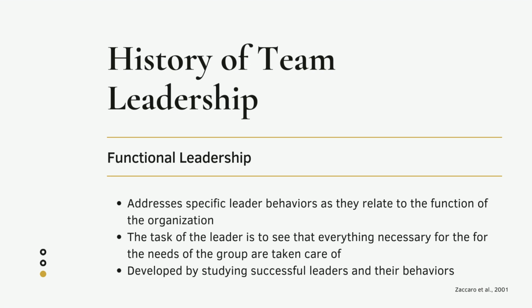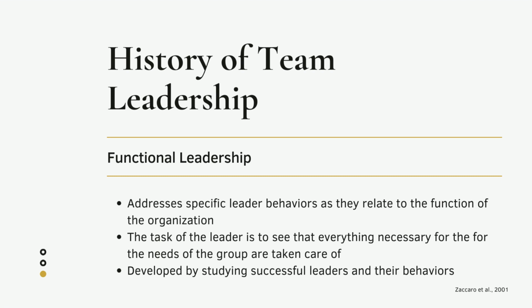So it was kind of difficult to pinpoint exactly who came up with the theory of team leadership or even when. From what I found, it really started to get researched and talked about in the literature in about the 1980s. And what I was able to find was that team leadership really stems from something called functional leadership.